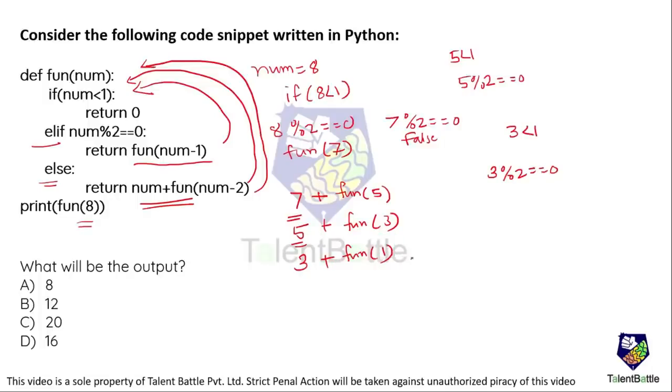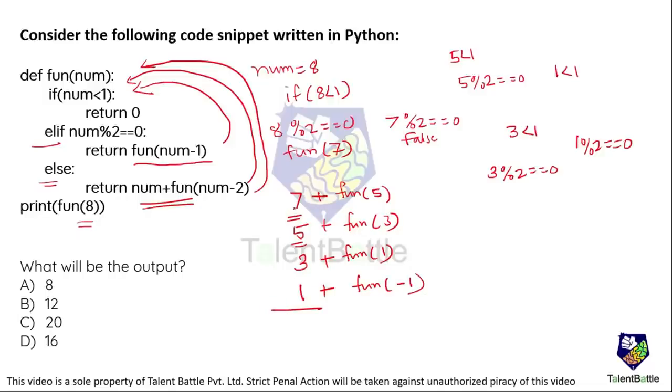Now it will check again over there: num is 1, less than 1. So 1 less than 1 is a false condition, right? It is equal to 1. So when it is false, it will come back over here. 1 modulo 2 equals 0, again the false part. And when it comes to the last case of return, you got 1 plus function of 1 minus 2, that is minus 1.